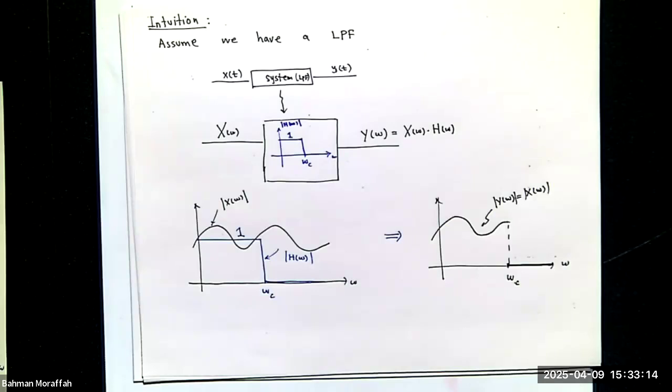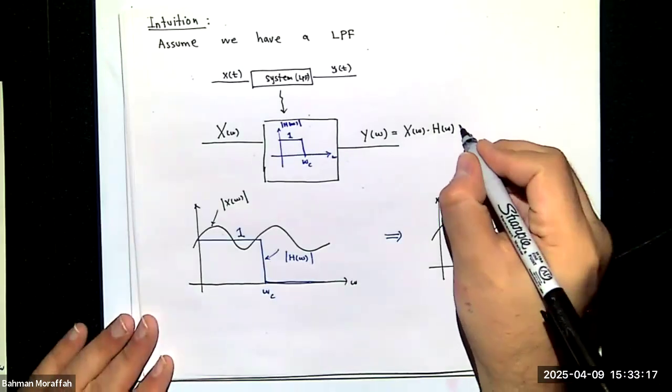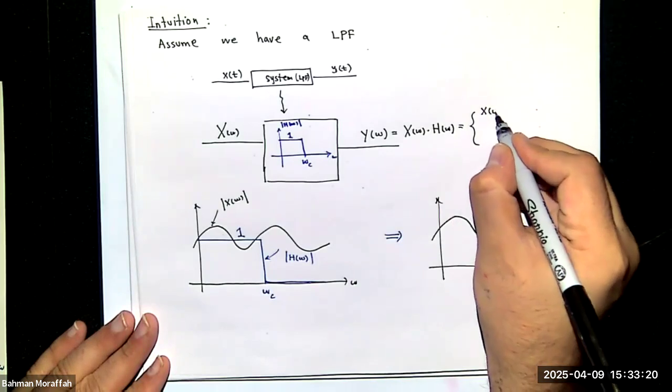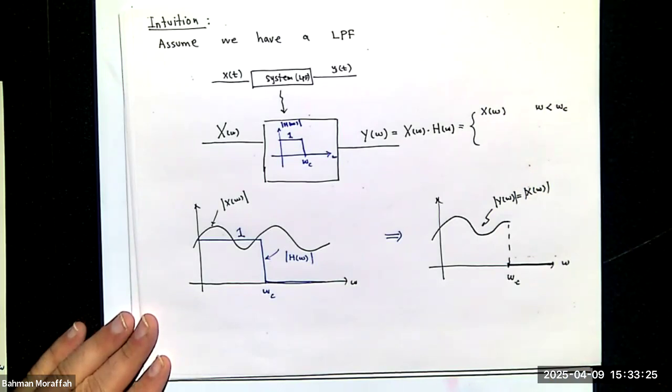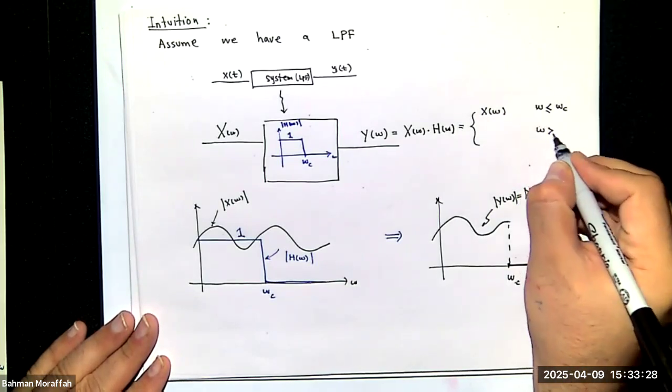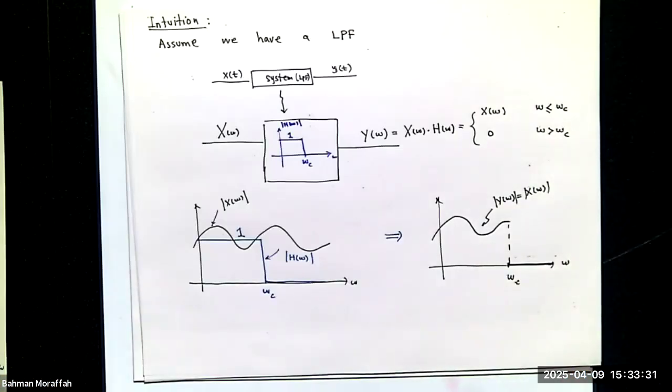Right? So if I write this over here, my output is X of omega for all frequencies less than omega c, and for frequencies greater than omega c, the output is 0. I can say the same thing for the high pass filter, and for the band pass filter and band stop filter. But now that we're at it, let's look at the circuit that can give us a function that looks like this.